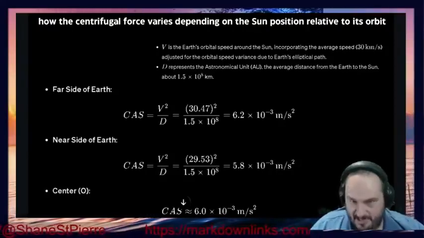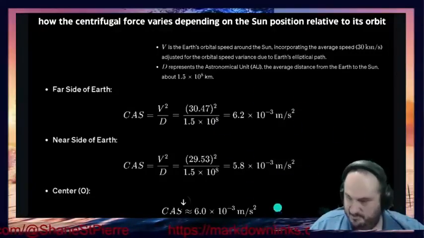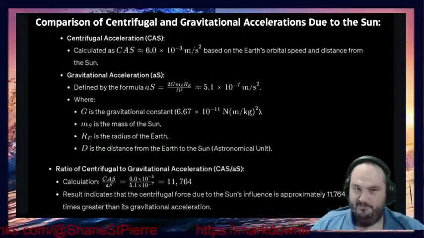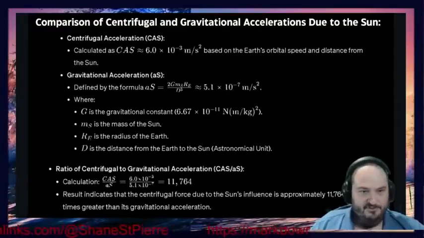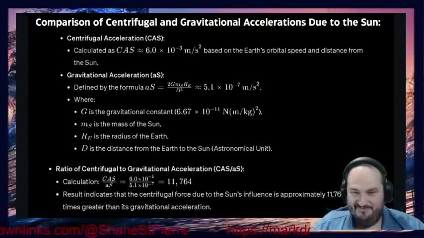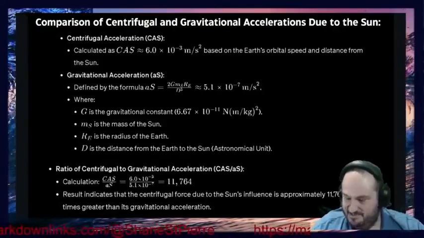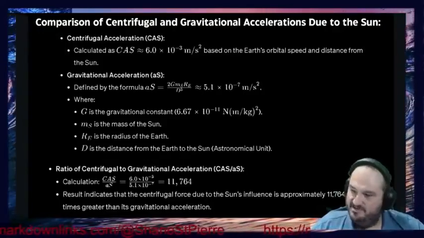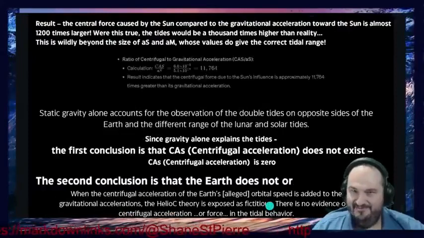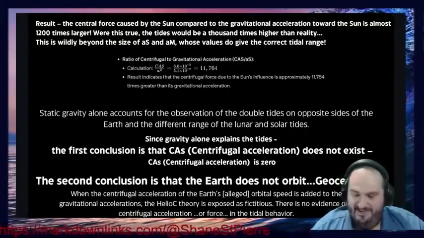The sun would be on the far side, and then on the near side. So the far side, and this answer on the near side, and averaging in the center, we get about this much. So when we compare this, right, we essentially determine that the ratio of the centrifugal to gravitational acceleration of the sun is 11,764 times stronger. What the hell is that? The centrifugal force due to the sun's influence is 11,764 times greater than its gravitational acceleration. How in the world would that be? What? 1,200 times larger. If this was true, tides would be 1,000 times higher, and it would be absolutely insane.